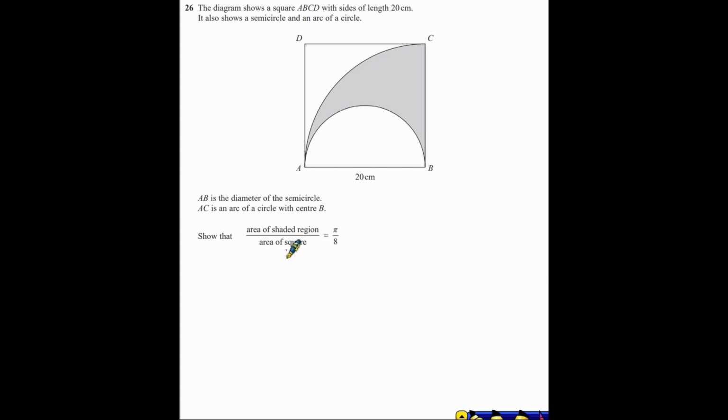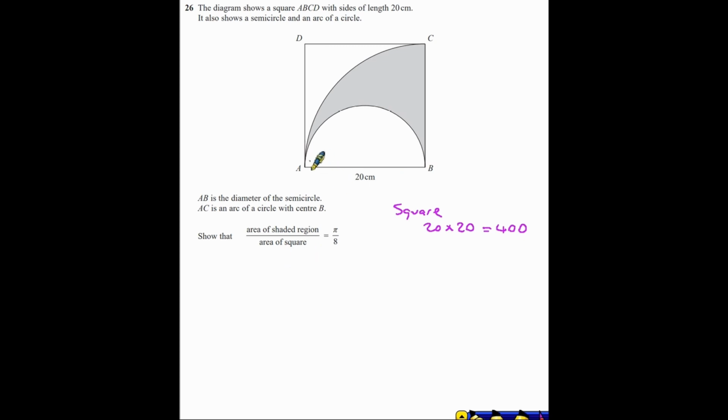First of all, we know the area of the square. We know that the area of the square is 20 centimetres times 20. Therefore, it's 400. So we have the bottom part of our little formula here, 400. Let's have a look at the shaded region. Remember what we have. We have a quarter of a circle, and within that we have a half a circle. So to find the area of the shaded region, we need to find the area of the quarter circle and take away the area of the half circle.